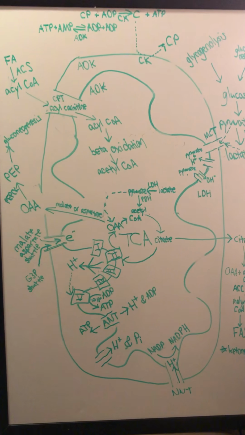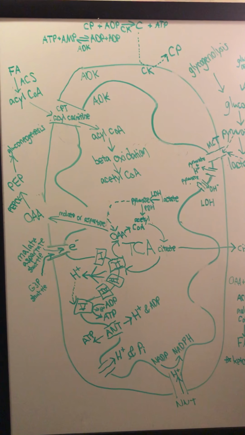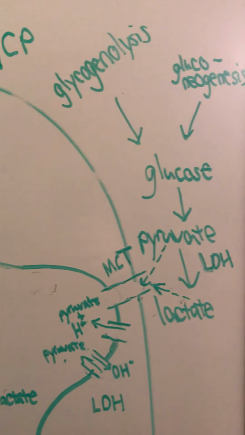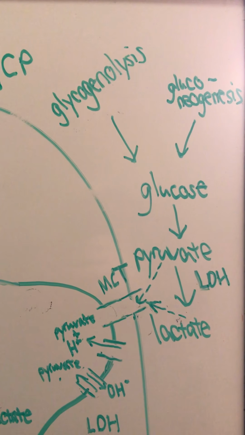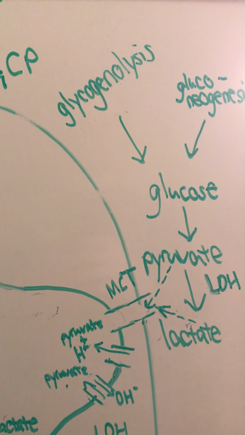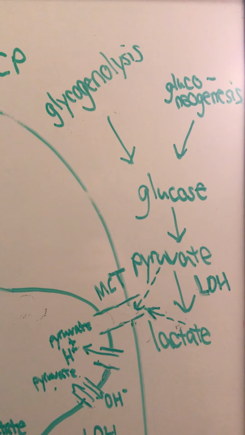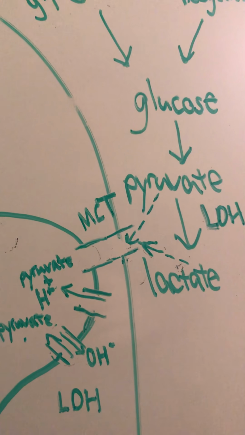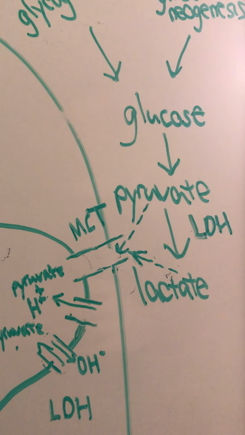So now that we've talked about the creatine kinase and the adenylate kinase reactions, let's get a little more complicated. And so let's talk about glucose metabolism. So glucose can come from glycogenolysis or gluconeogenesis or just in the diet, all of which occurs in the cytosol. Glucose to pyruvate, or in other words, glycolysis, also occurs in the cytosol.